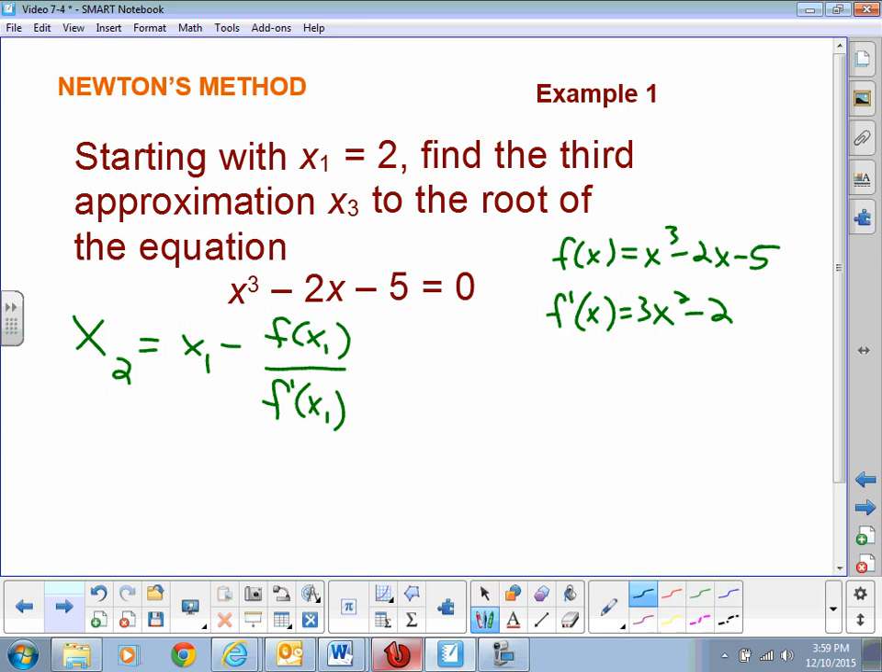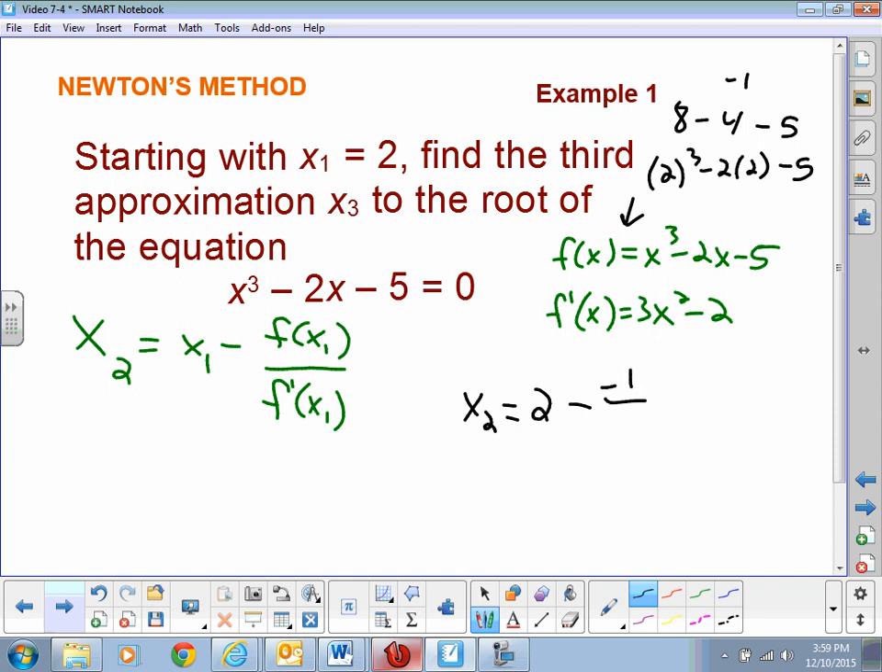So to find x2, that's going to equal x1, which we said was 2, minus our y value at 2. Well, right here, if we plug in 2, we'll have 2 cubed minus 2 times 2 minus 5. Well, that's going to be 8 minus 4 minus 5. That'll all give us negative 1. So we'll have minus 1 on top.